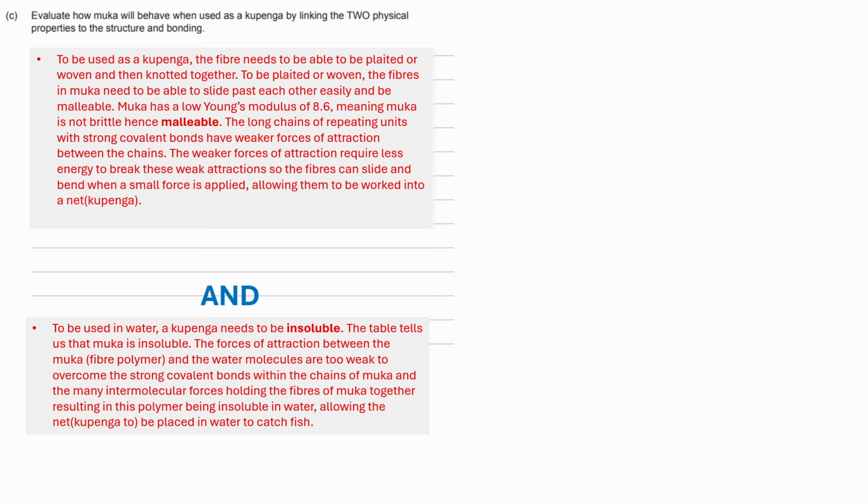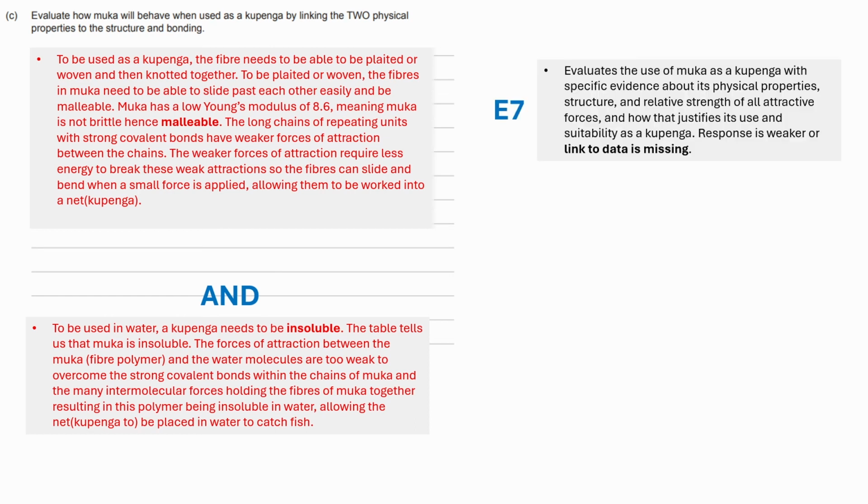Even if they're not as strong as the attractions within the fibers, if they were stronger than the attractions between the fibers, the pieces of spaghetti, then it would all pull apart. They would all fall apart when we put it into the water, but it doesn't, so that's good. And we need to link it to the fact that it needs to be placed in water. That's the reason. It needs to be insoluble because we're going to place it in water. That's really important to say. That's where the fish are. The net has to go in there. So we can get an E7.